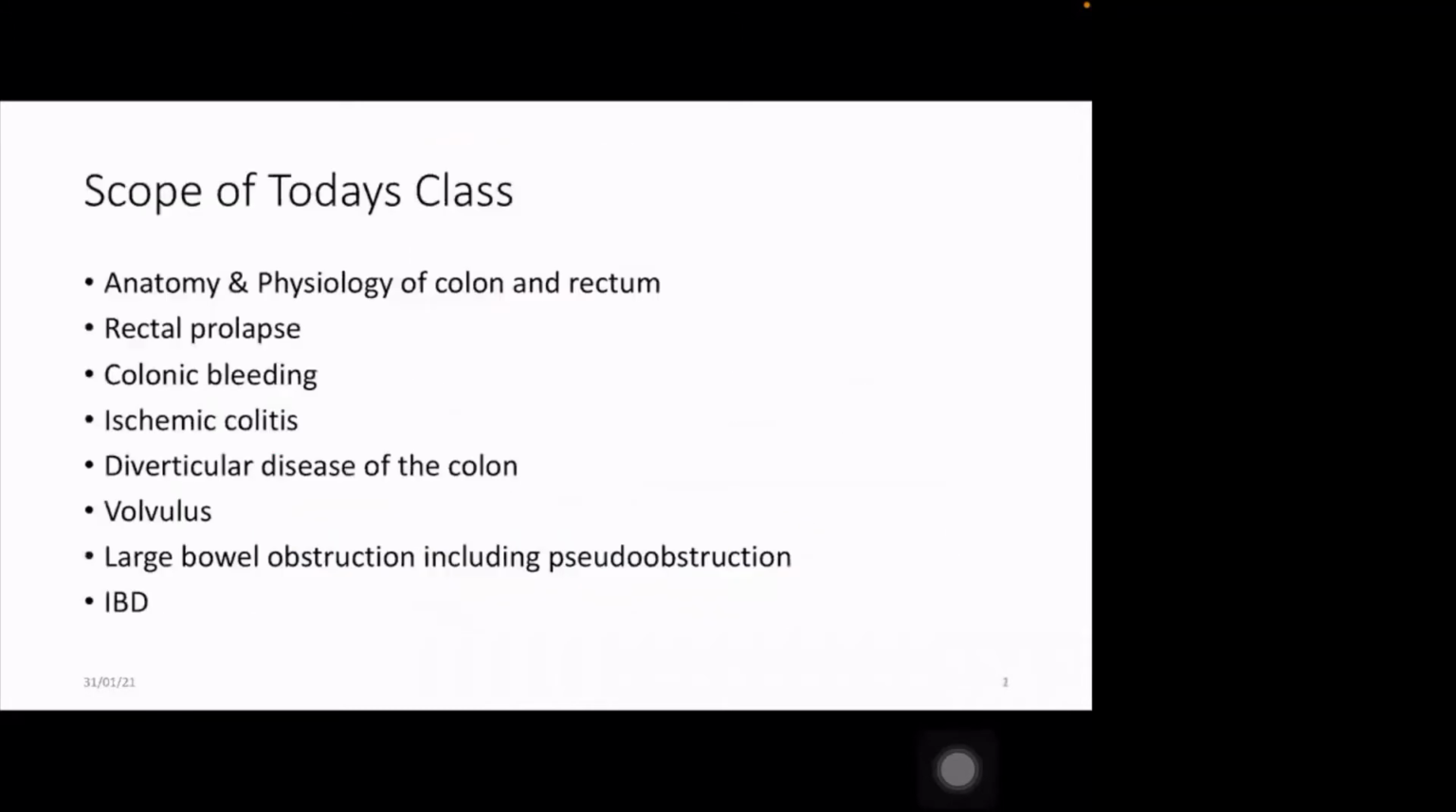Fine. Mainly the scope of the class will be anatomy and physiology of the colon and rectum, rectal prolapse, colonic bleeding, ischemic colitis, diverticular disease of the colon, volvulus, large bowel obstruction, including pseudo obstruction, and inflammatory bowel disease. Malignancy will be taken in the next class by Dr. Kanchan. And the other common anorectal conditions which you have routinely seen and managed during your residency, like fistula, fissure, hemorrhoids, and constipation, will be given as MCQs in the subsequent test, which will be given next week. Okay.